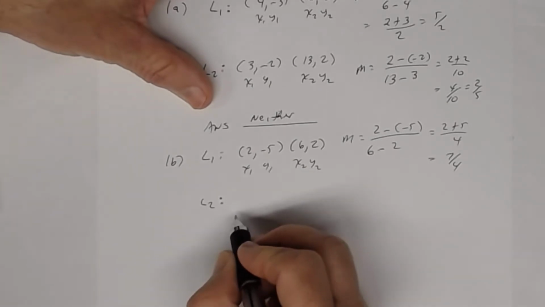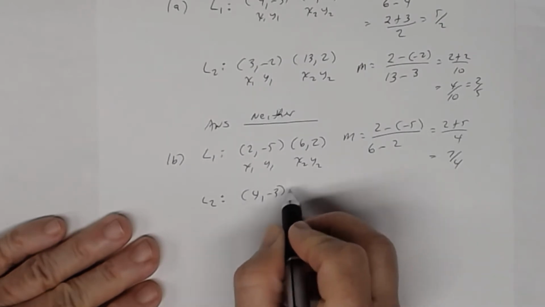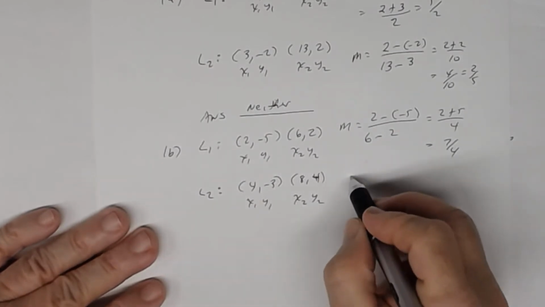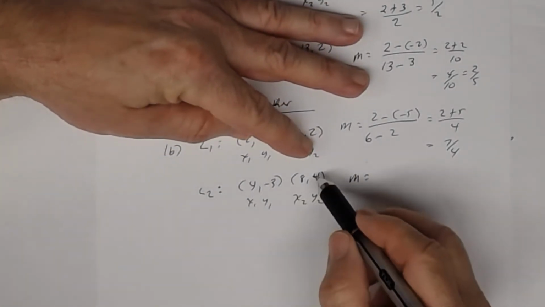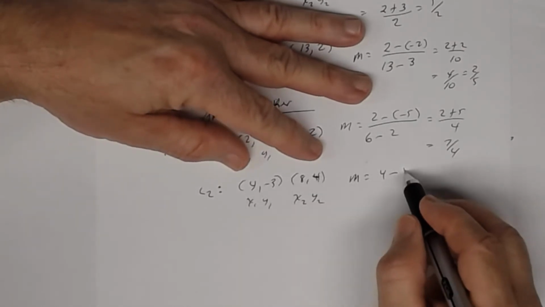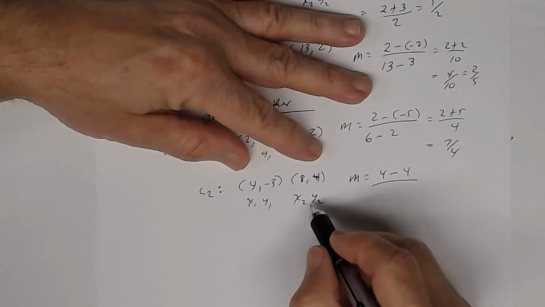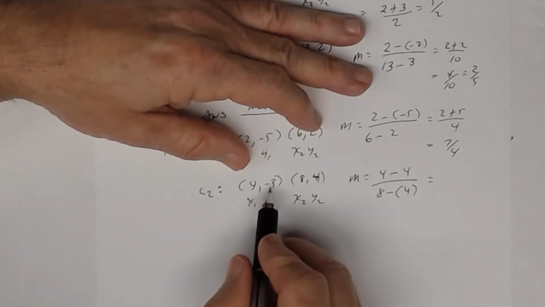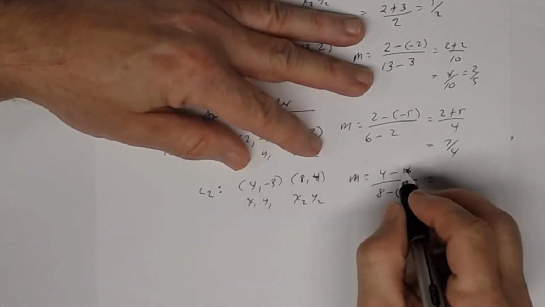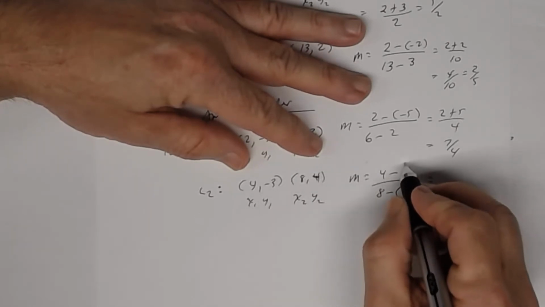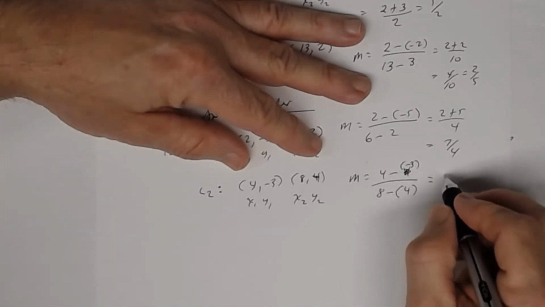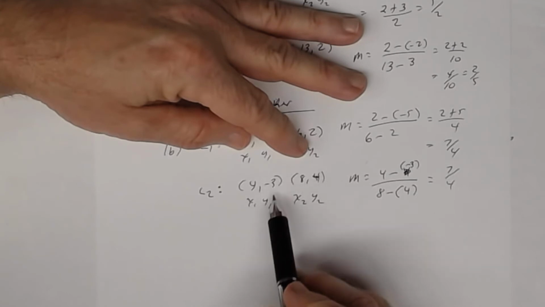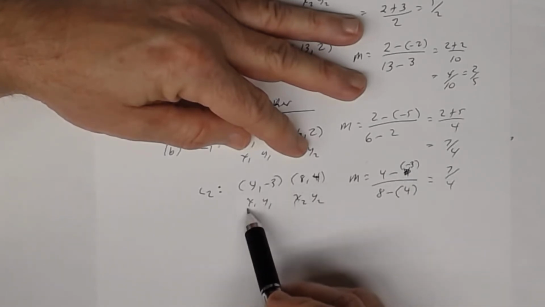Now let's find the slope of line 2. So the 2 points on line 2 are (4, -3) and (8, 4). So let's go ahead and label these x1, y1, x2, y2. I'm going to use the slope formula again. So the slope of line 2 is going to be y2, which is 4, subtract y1, which is, I'm sorry, that's a -3, right? So be careful. So it's y2 minus y1: 4 subtract -3, so that's 4 plus 3, which is 7. And then x2 subtract x1: 8 subtract 4, which is 4, right?